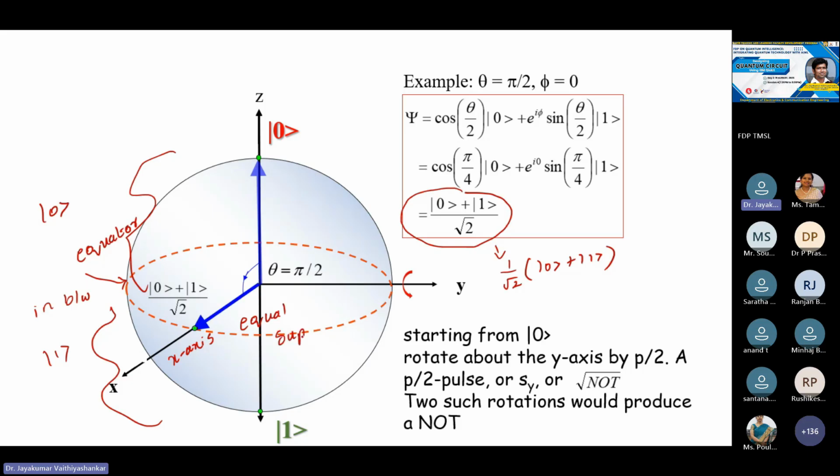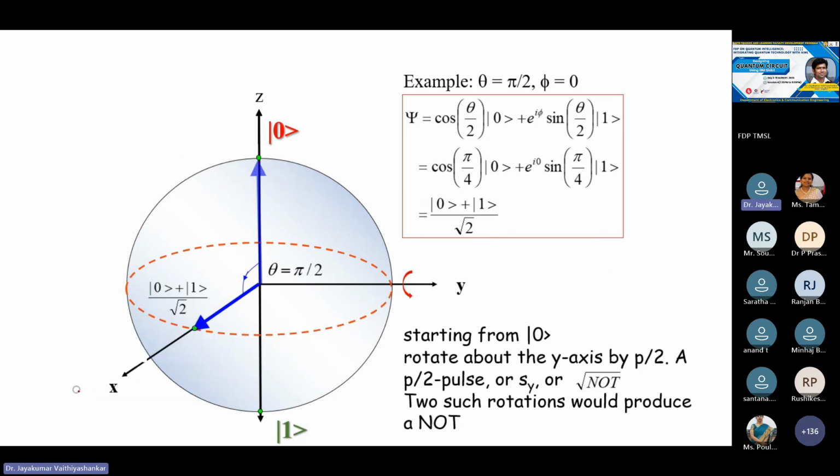Equal superposition. Anywhere in your equator, you are supposed to say it is in equal superposition. This special gate is called the Hadamard gate. Note down this gate. When you apply delta equal to pi by 2, it will exactly create a transition from 0 to the equator.